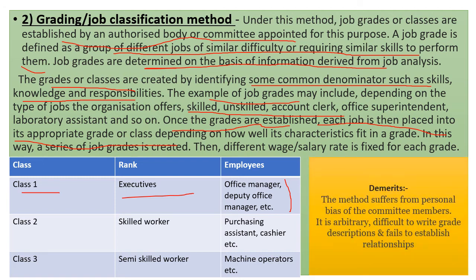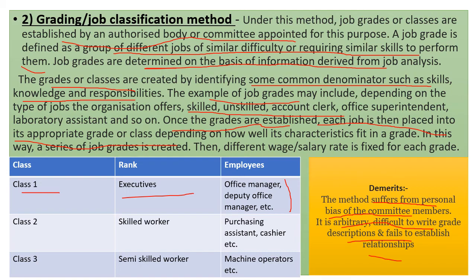The demerits are that this method suffers from personal bias of the committee members. That is, someone may be biased or partial to some of the employees. So there is a personal bias. It is arbitrary, it is also difficult to write grade descriptions, and it fails to establish relationships.